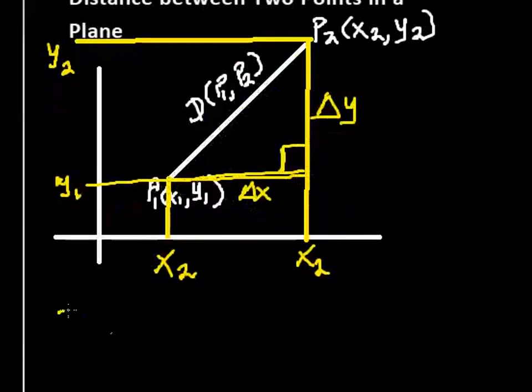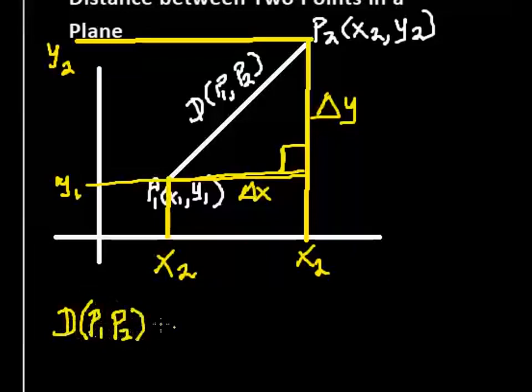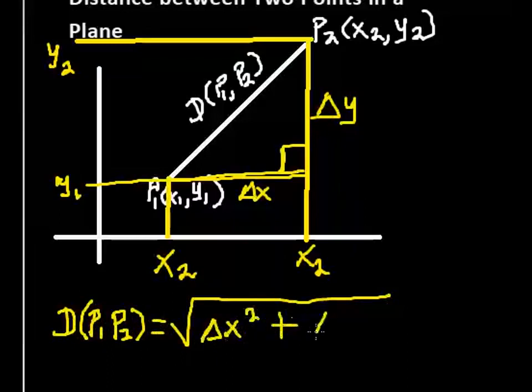So applying Pythagoras theorem, the distance of the hypotenuse, which of course is p1 to p2, d p1 p2, is going to be equal to, if you can still remember Pythagoras theorem, horizontal square or adjacent square, that is change in x squared, plus change in y squared.